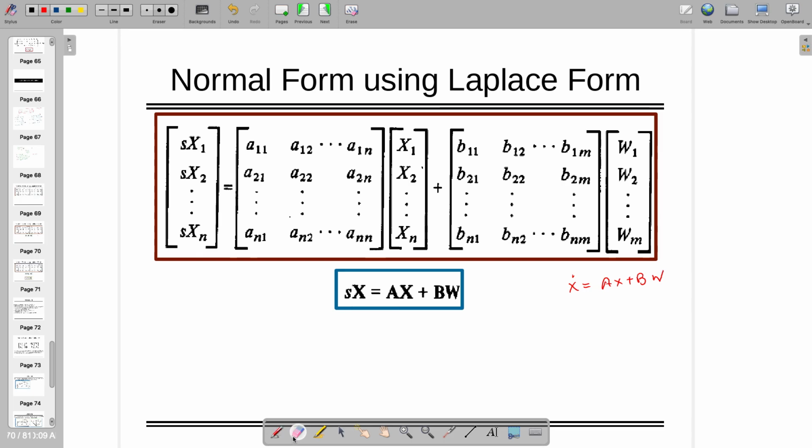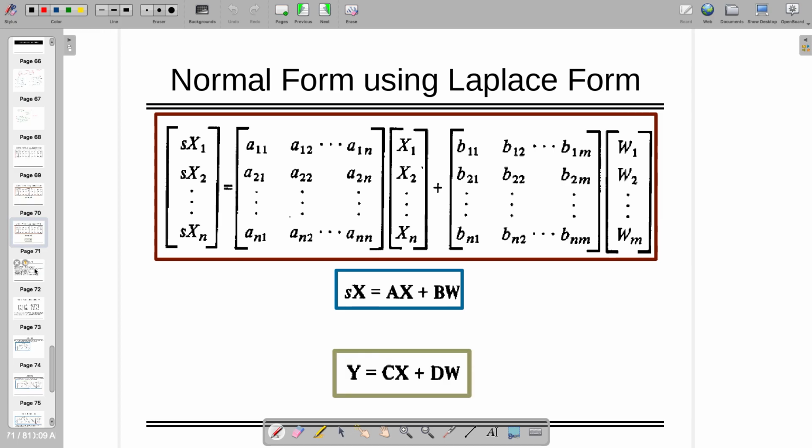This is in control. Those who are not studying control, don't worry. Okay, it's not a prerequisite. So this will be the equation which is governing all the systems, and output is defined as Cx plus Dw. So there will be one matrix C, D matrix, A matrix, B matrix, right?